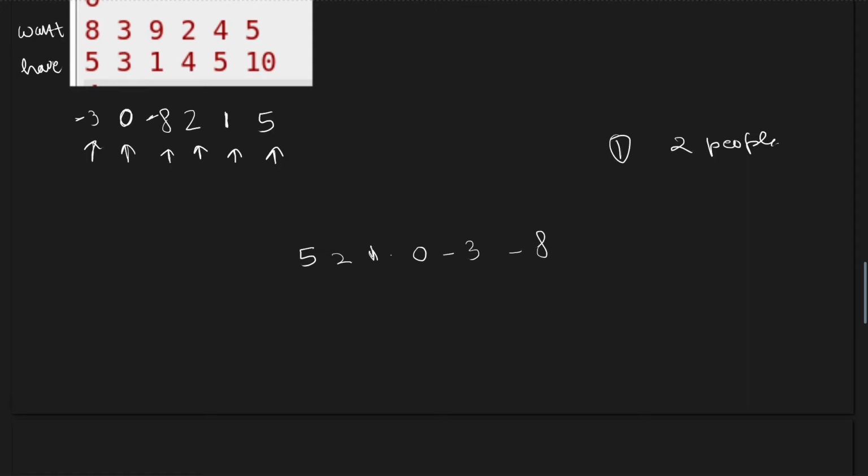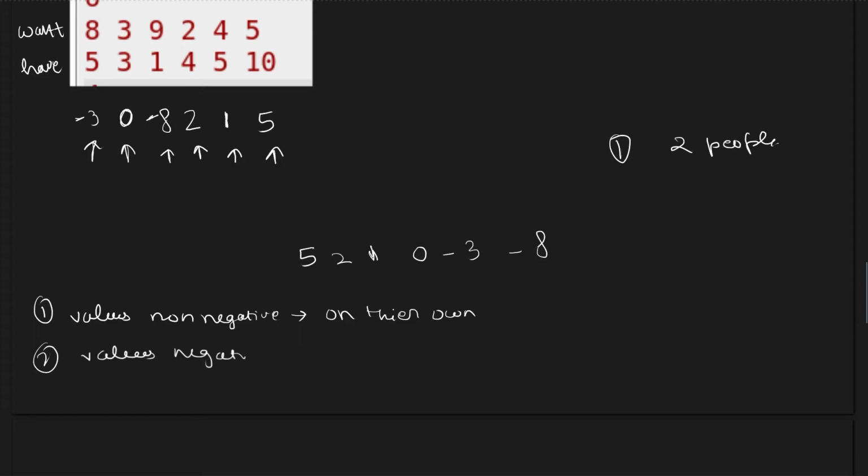The second important thing to observe is that we cannot take these negative values independently. There must be some positive integer countering this particular value so that the total sum is greater than or equal to 0. So what we have observed is that values that are non-negative can survive on their own, while values that are negative need support from some positive values.